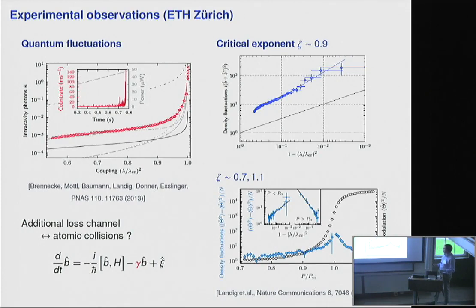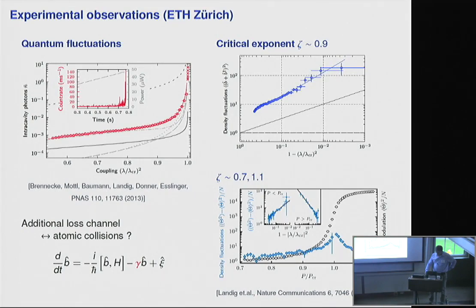The reason was that there is an additional loss channel in the system, which is probably associated with the collision of atoms. So somehow the density wave mode, this B mode, has an additional decay, which they modeled in the very same way as we did for the photon loss. Actually, this is not a consistent way of doing it, but phenomenologically one can make such a simple assumption, and then one can fit the experimental observations with this gamma, and they extracted a loss rate for these density waves.